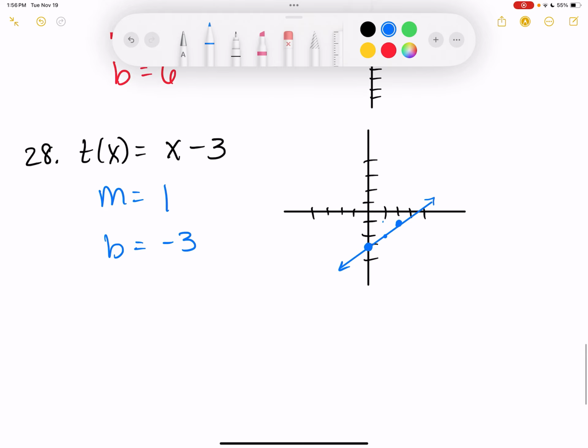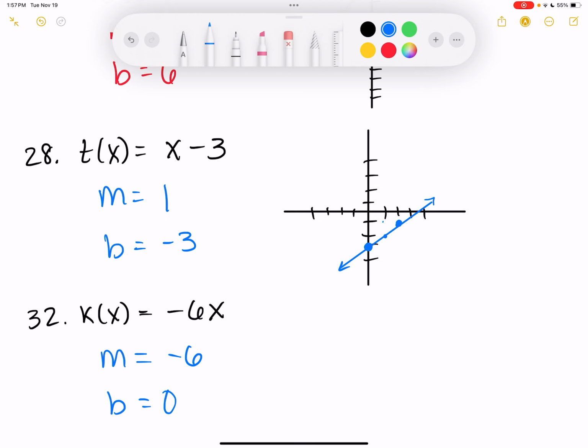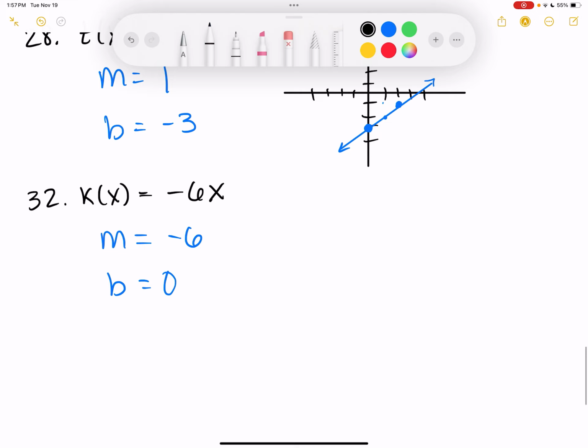32. K of x equals negative 6x. What's my slope? Slope is negative 6. Always the number in front of x. What is my y-intercept? 0. There's nothing plus or minus over here. We know it has to be 0, just like the direct variation ones we were doing yesterday. Okay. So I set this up.